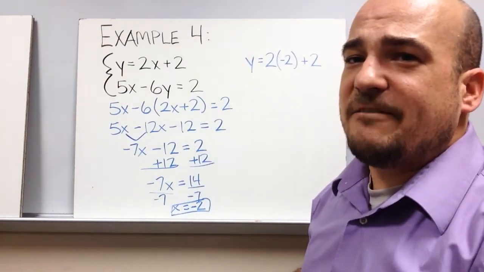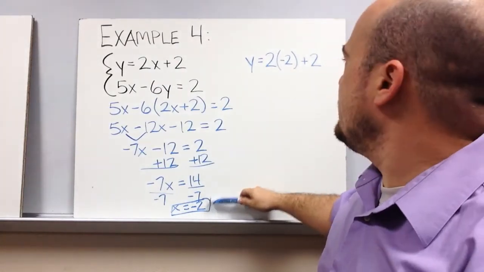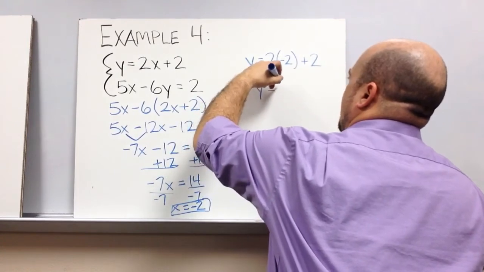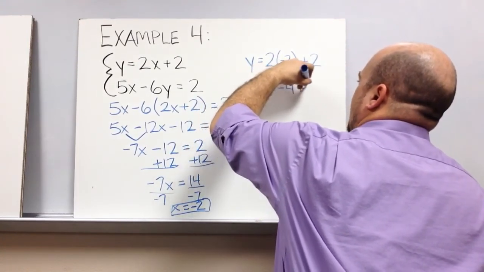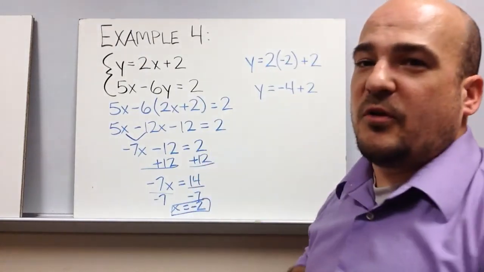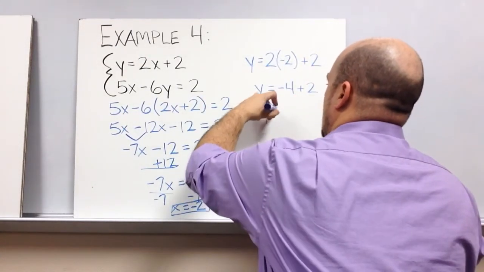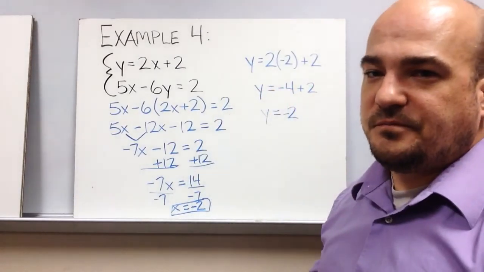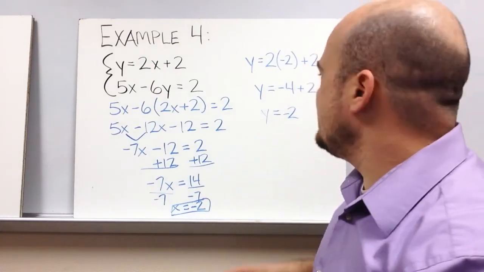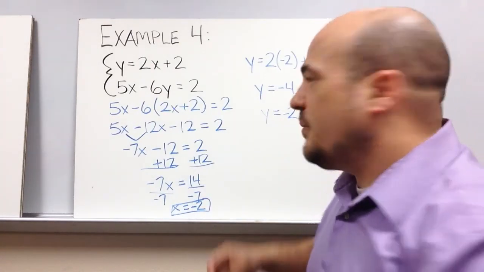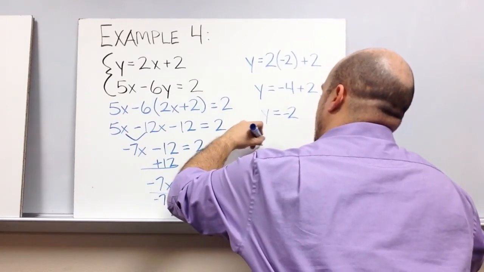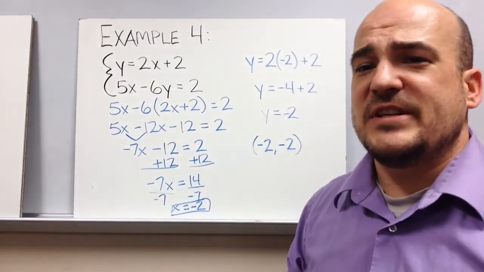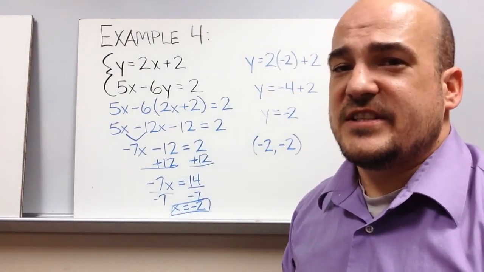All right, so I just rewrite that first equation. Wherever there's an x, I plug in negative 2, and now I just solve it algebraically. End up with y equals negative 4 plus 2, or y equals negative 2. So I know my x is negative 2, I know my y is negative 2. Now I just write it as an ordered pair. And that is how we solve systems of equations using the substitution method.